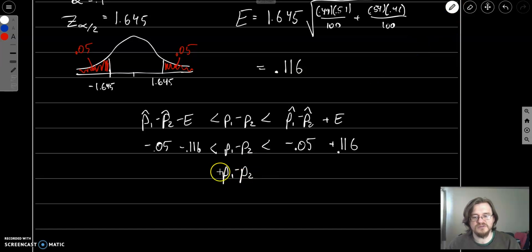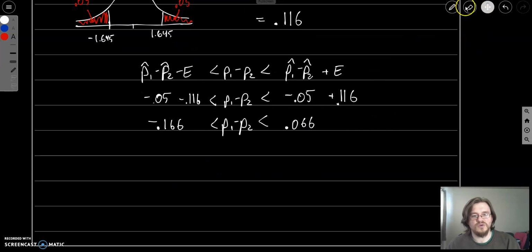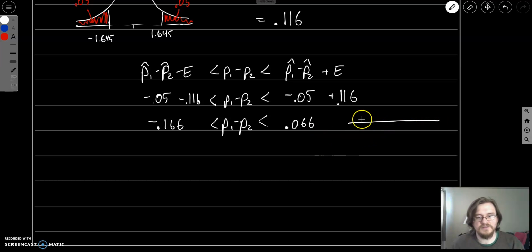So P1 minus P2 should be between, if I add those together, this is going to be 0.066, and down here this will be negative 0.166. So when we draw our confidence interval, we can see that 0 is in between negative 0.166 and 0.066. So 0 will be about there.